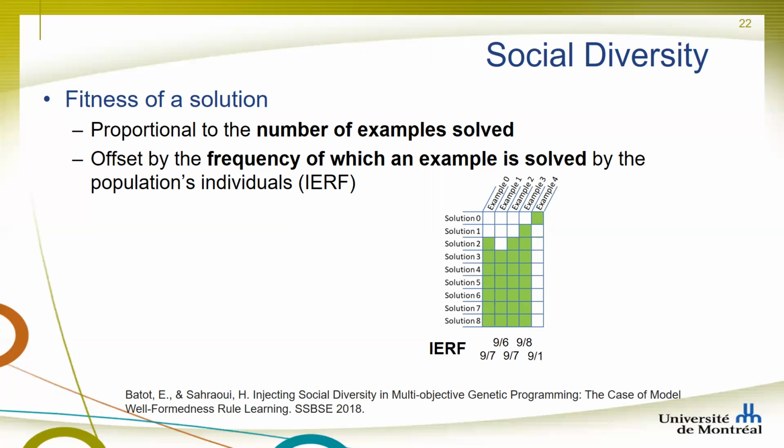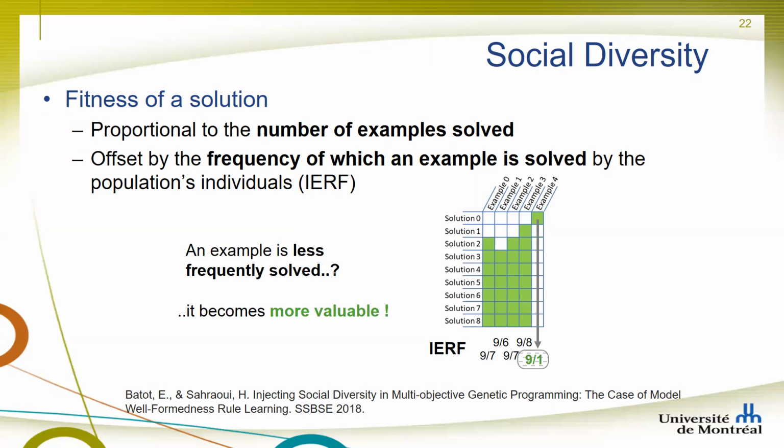Okay, and we did exactly the same. So if solution 0, for example, solves only one example, but this example is not solved by the other solutions, we boost the fitness of this solution just to ensure some diversity in our population. So we give more value to, as I mentioned, solutions that solve examples that are not solved by the others. So we define a new metric that we add.